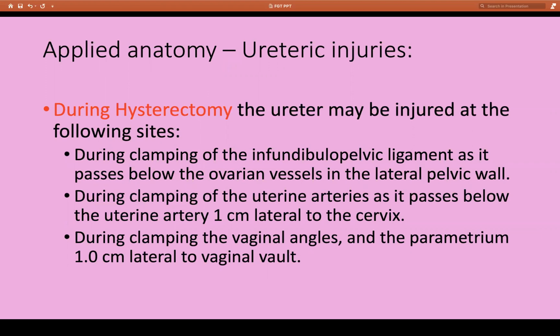Applied anatomy, again, I already discussed. During hysterectomy, we can injure it during clamping of the infundibulopelvic ligament. Then during clamping of the uterine arteries, the ureter passes below the uterine artery, 1 centimeter lateral to the cervix. And during clamping of the vaginal angles and parametrium, it lies 1 centimeter lateral to the vaginal vault. So this is very important to know about the pelvic anatomy of the ureters if you are a gynecological surgeon.